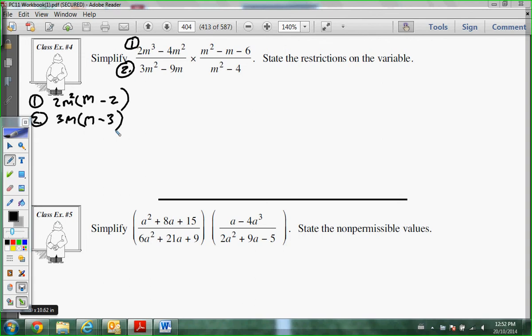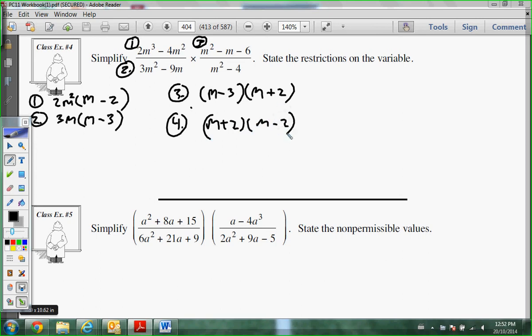Come over here for 3. What's that factor to? Inspection. Close, negative, yep. Negative 3, positive 2. And number 4 factors, difference of squares, m plus 2, m minus 2. Okay, so we have everything factored now.